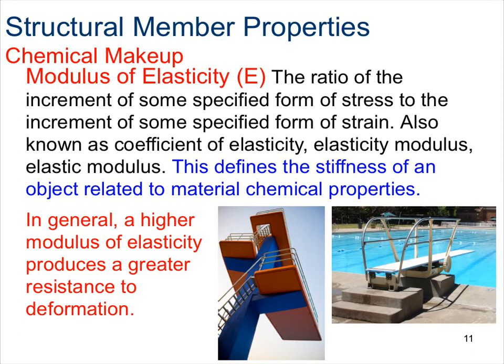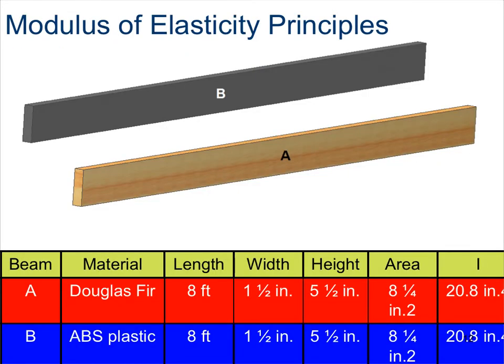The modulus of elasticity is associated with the type of material, of what it's made up of, such as steel or pine, as I mentioned before. Now, with a focus on the modulus of elasticity, let's compare these two different beams. We have beam A, which again is made up of a wood called Douglas fir, and now beam B is made up of a certain type of plastic.